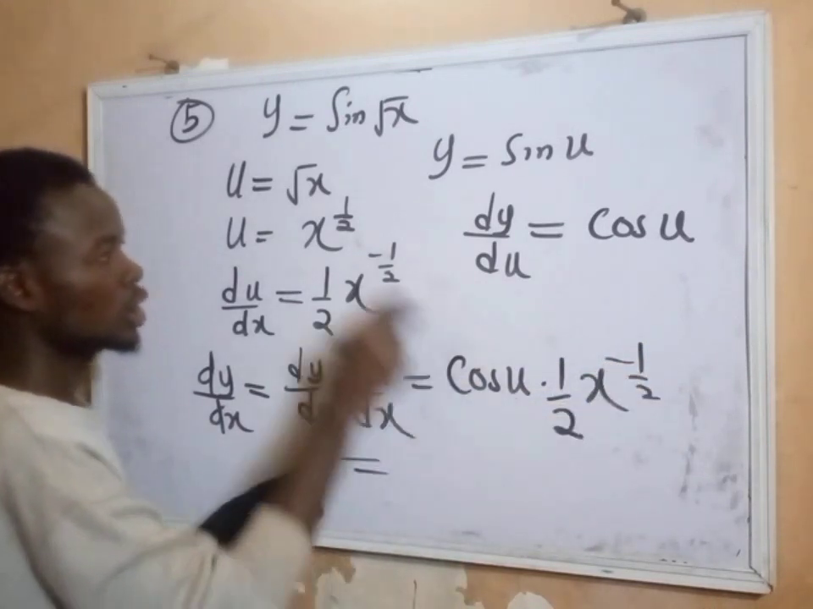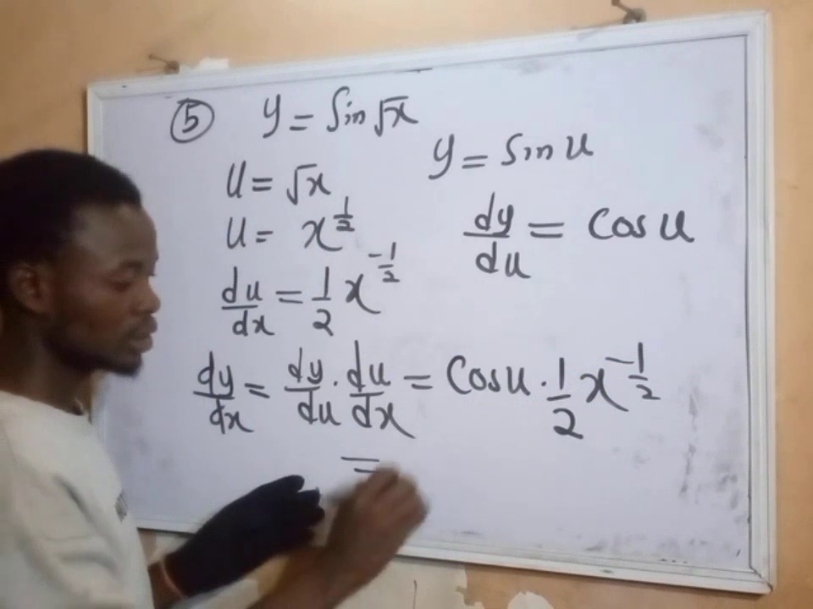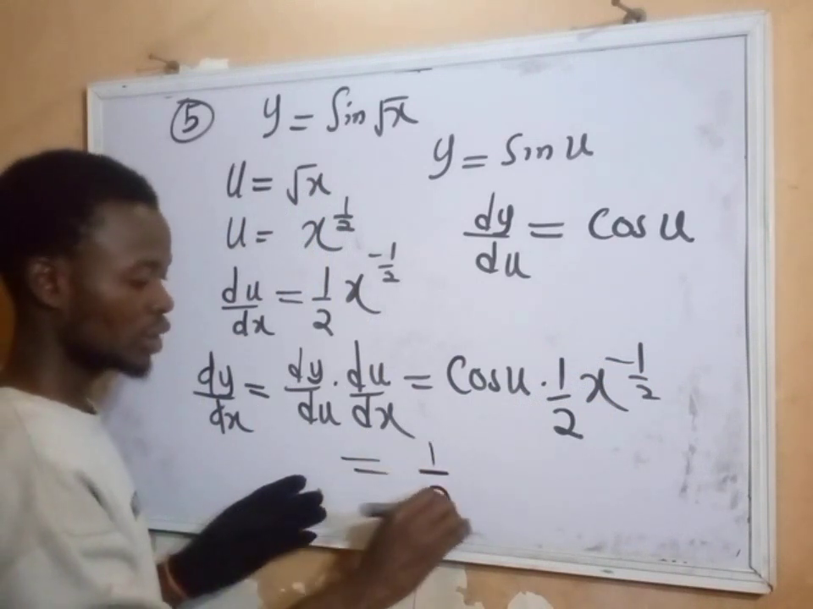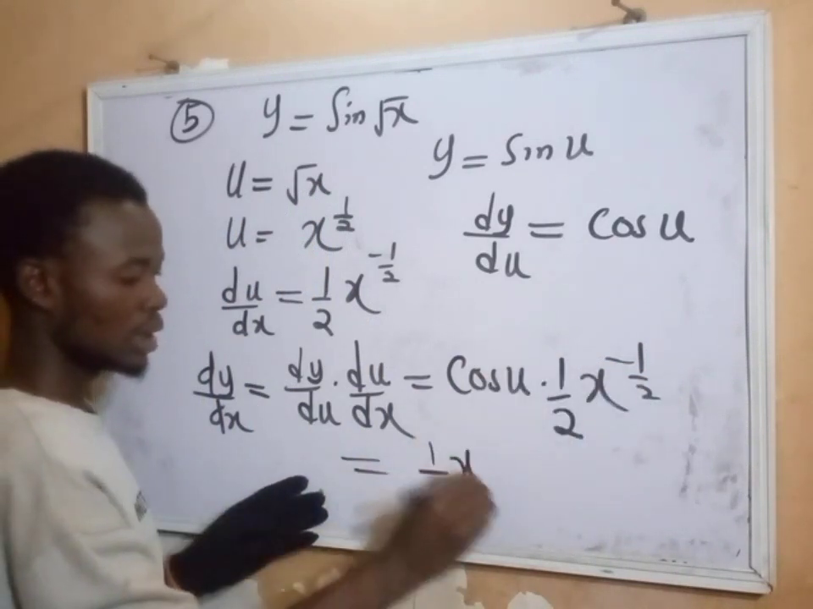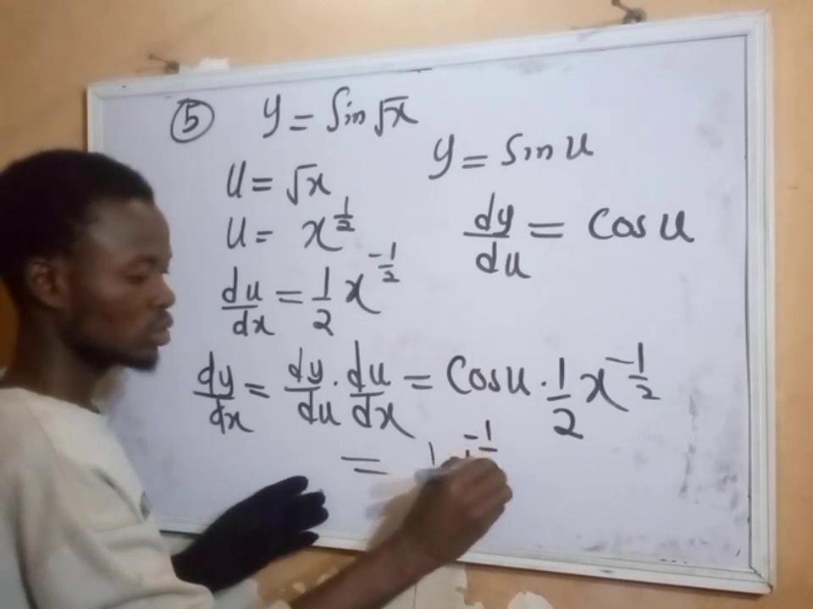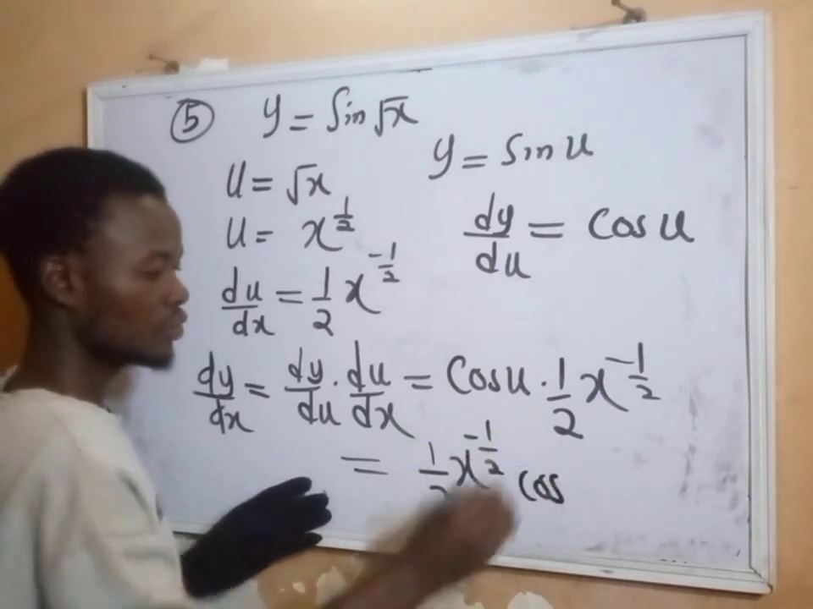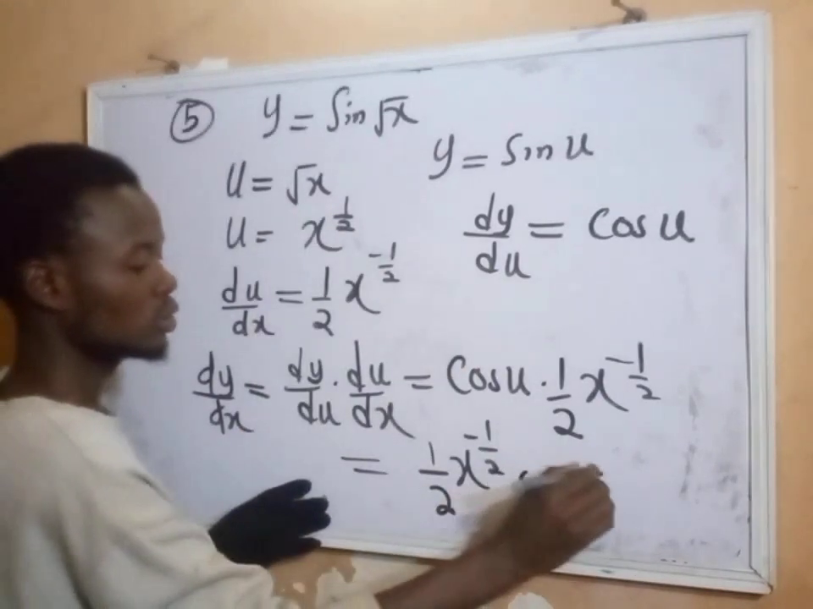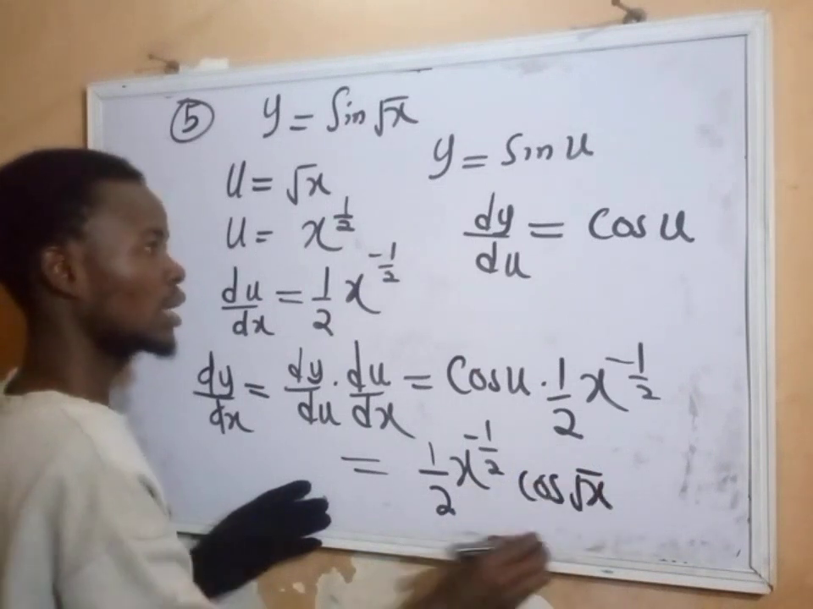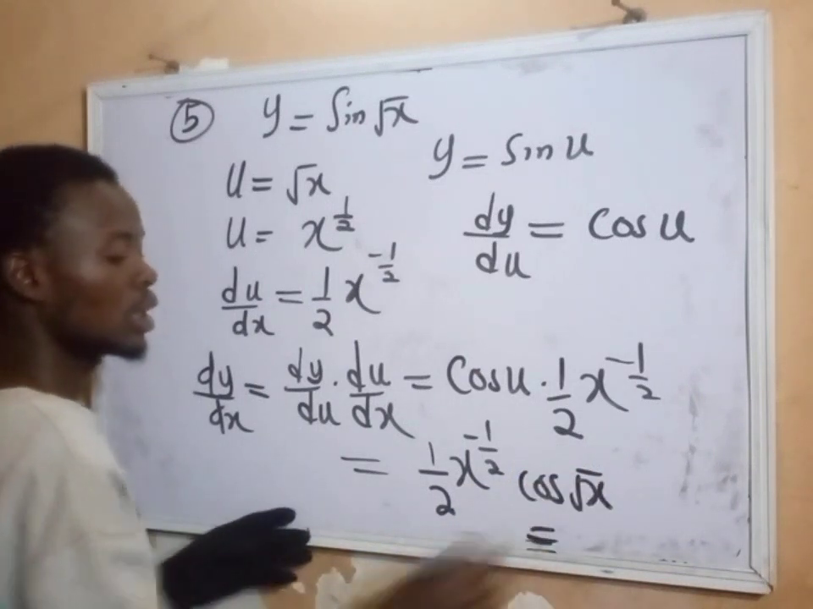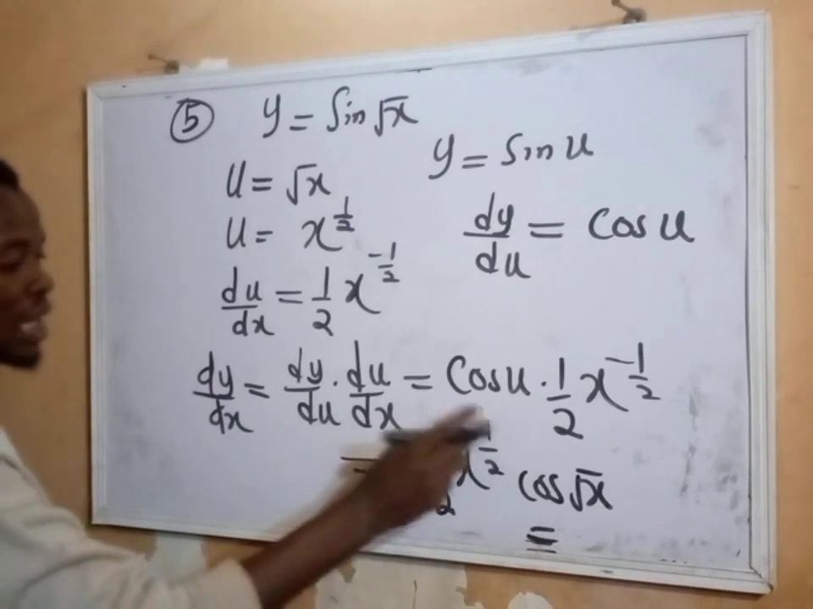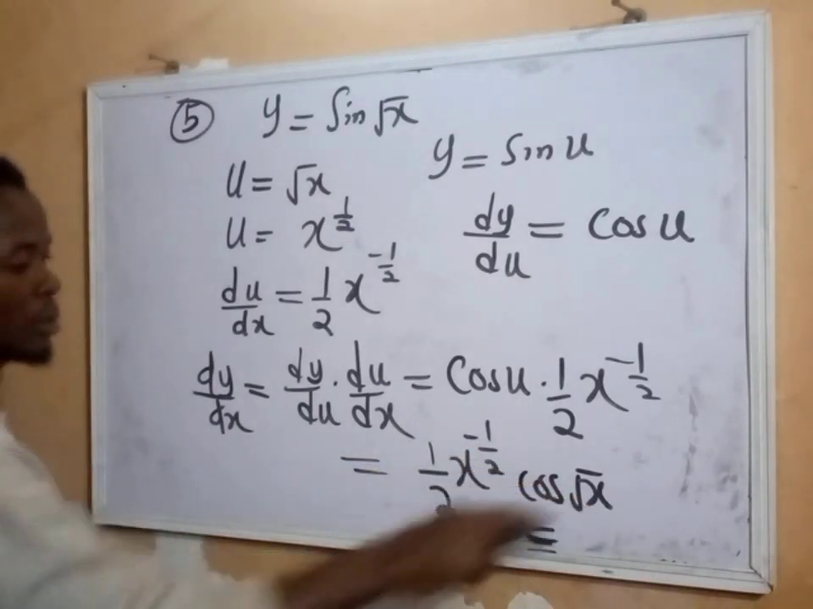But u equals root of x, right? Then we can have this as 1 over 2. So we can take this back, x raised to the power minus 1 over 2, and we have cos of u, which is cos root x. That is the final answer you can consider. But if you wish, you can write this in another form.